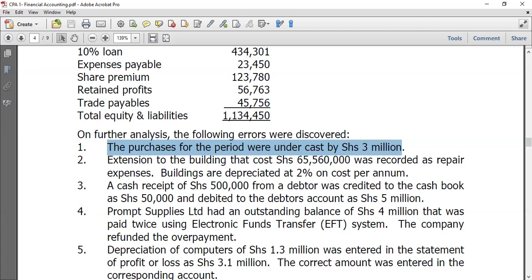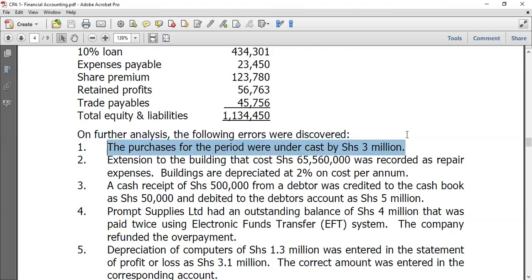Now, like I said, when they say undercast, this is more from the perspective of your books, from the ledgers. This is like telling you that the ledger, the account for purchases, was actually added up wrongly by that 3 million. So how do we correct this error?